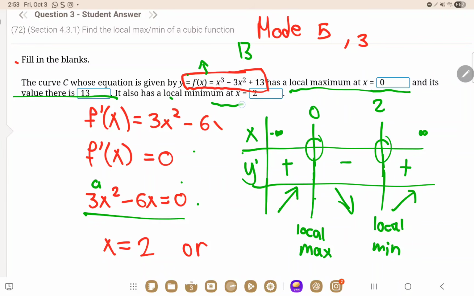And they asked you then for the local minimum at 2. And there they didn't ask you to substitute any value or find its y coordinate. So it's just 2. And that's it for this question. Let's move on.